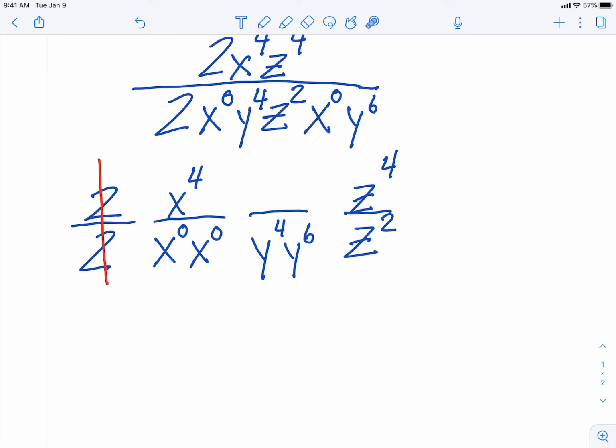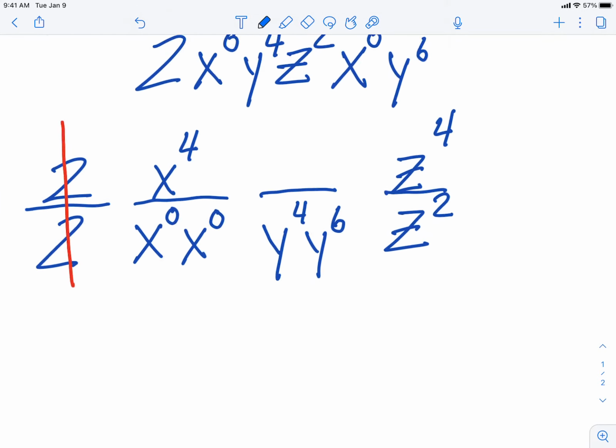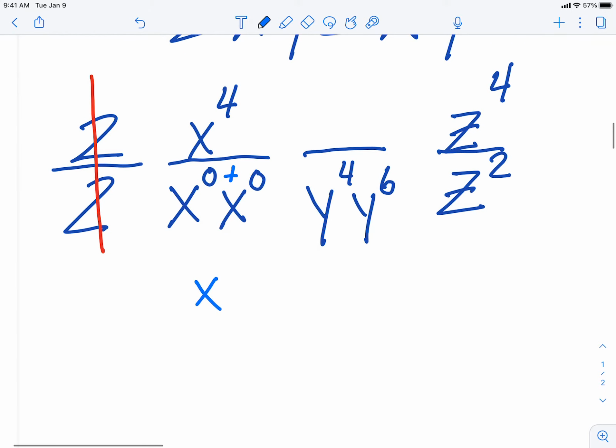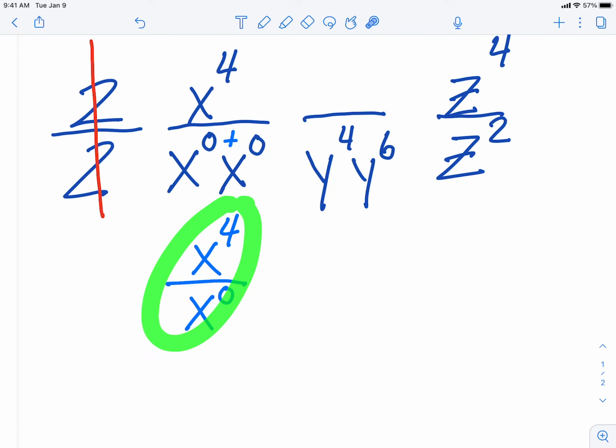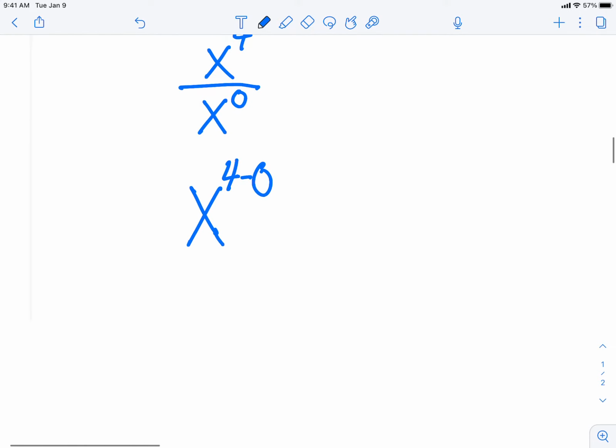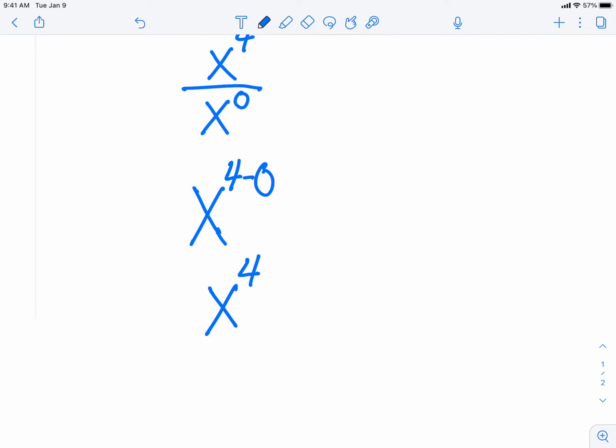So, let's work on our x here. We remember that when we have the same base, we add our exponents, 0 plus 0. So I'm going to add 0 plus 0 here, and I get x to the 4th over x to the 0. And we remember that when we are dividing, we subtract the exponents, 4 minus 0. So I get x to the 4 minus 0, and 4 minus 0 is just 4. Look at that, x to the 4th.